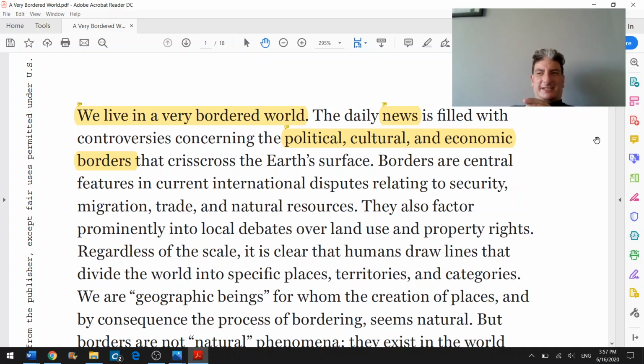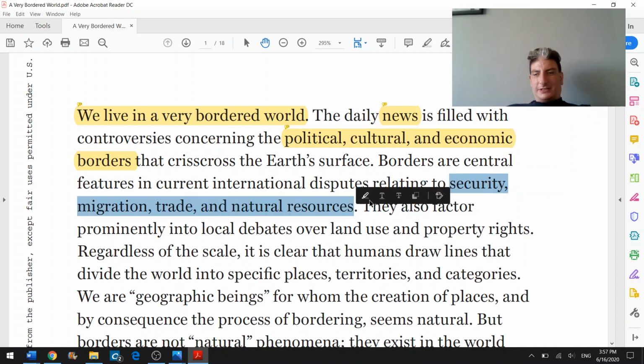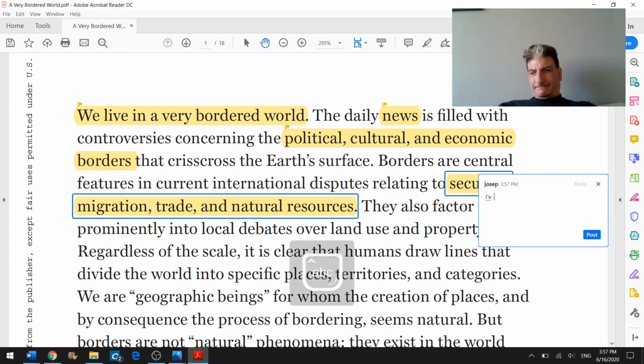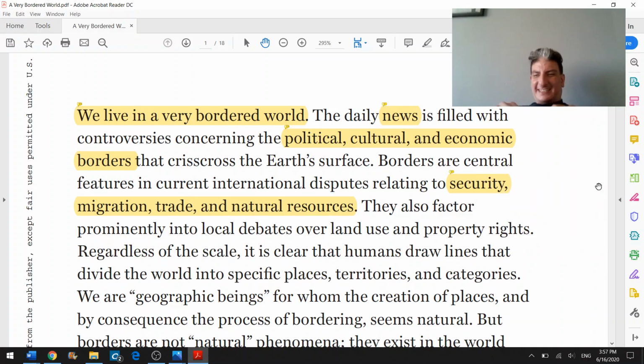So there's a lot that can be said about political borders. Borders are central features in current international disputes relating to security, migration, trade, and natural resources. I've seen this before in Border Crossings. I think it's called Crossing Borders, actually. And Crossing Borders, a special issue. So I'm just making a note to myself that I've seen these things before, right? So I'm starting to make connections.